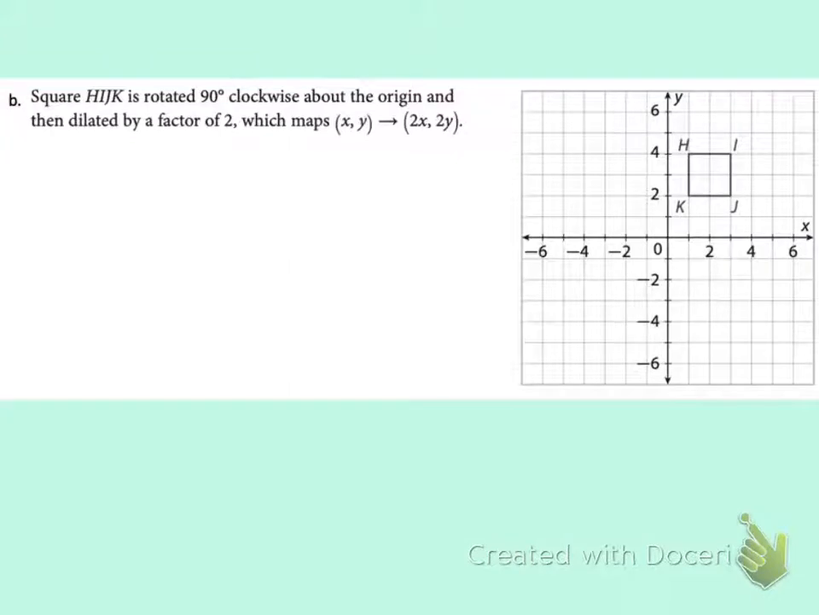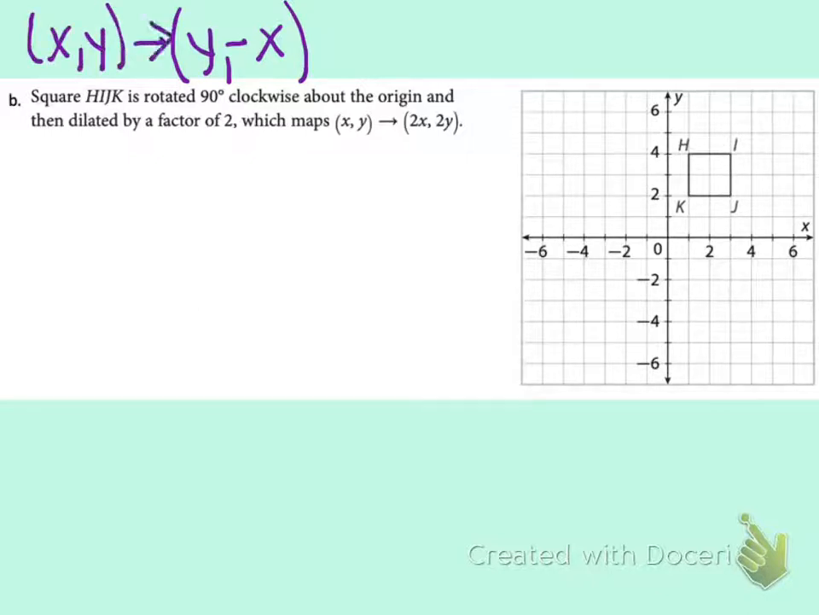So in this next question, we're going to take the square HIJK, and the first thing we're going to do is rotate it 90 degrees clockwise about the origin, and then dilate by a factor of 2, which maps x, y onto 2x, 2y. So first of all, what was that rule again that we learned for 90 degrees clockwise? Well, we learned that 90 degrees clockwise was the same as 270 counterclockwise, and this was the rule for that. It was to take the xy coordinates and map them onto y, opposite of x. So reverse the coordinates and then change the sign on the second coordinate.